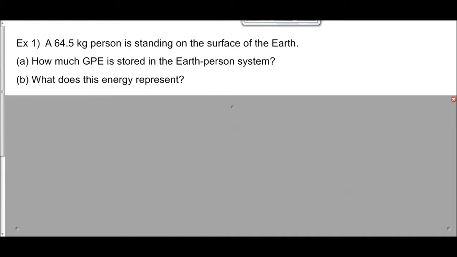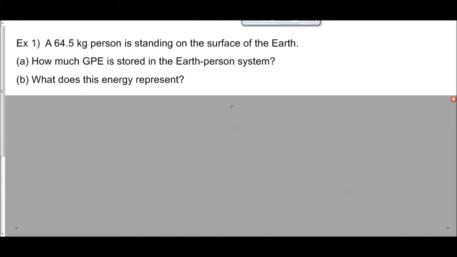So we have a person standing on the surface of the Earth. If we were in grade 11, we'd probably say that this person had zero potential energy because we're often using the ground as our reference point. And we said we're never going to have this person leave the surface of the Earth, so we don't have to worry about the fact that the force of gravity can change.